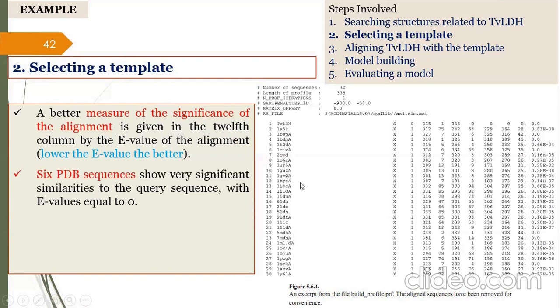Six PDB sequences show very significant alignment, identities and similarities to the query sequence, with an E value equal to 0. You can see the 0 expect values here: 1, 2, 3, 4, 5 and 6. These are the six, but there is a seventh here also with an E value equal to 0.